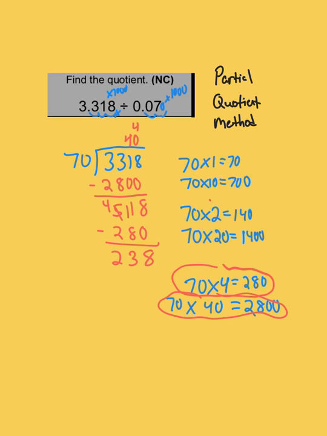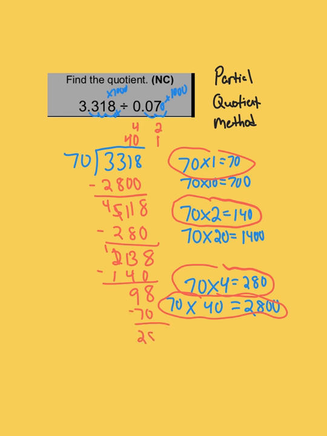So I'm going to use this one. I'm going to put this 2 here. I'm running out of room. So 70 times 2 is 140. Down to 98. Now I'm going to use a 1. 70 times 1 is 70, and I'm down to 28.